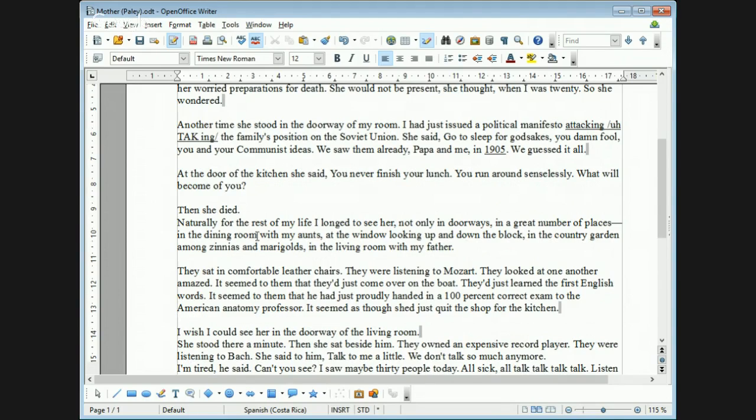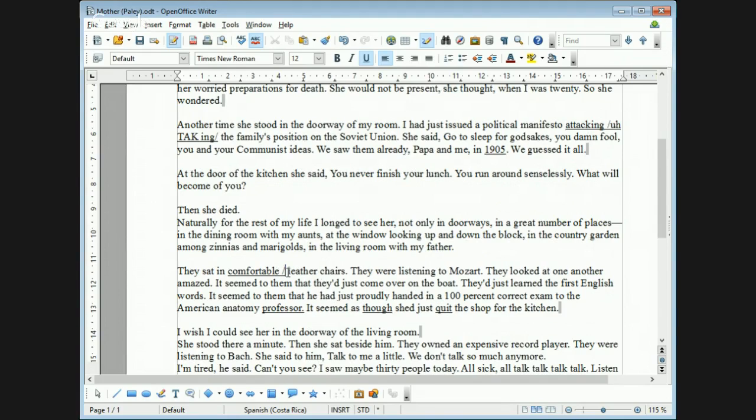They sat in comfortable leather chairs. They were listening to Mozart. They looked at one another, amazed. It seemed to them that they had just come over on the boat. They had just learned the first English words. It seemed to them that he had just proudly handed in a 100% correct exam to the American anatomy professor. It seemed as though she had just quit the shop for the kitchen.